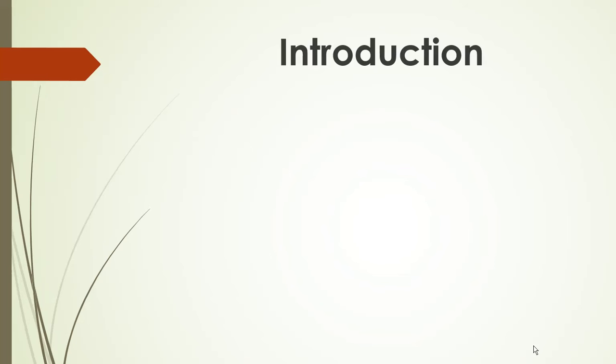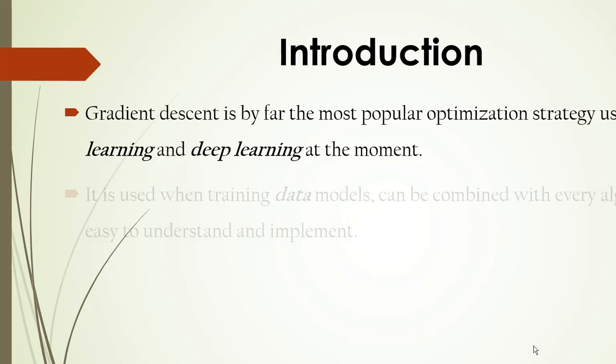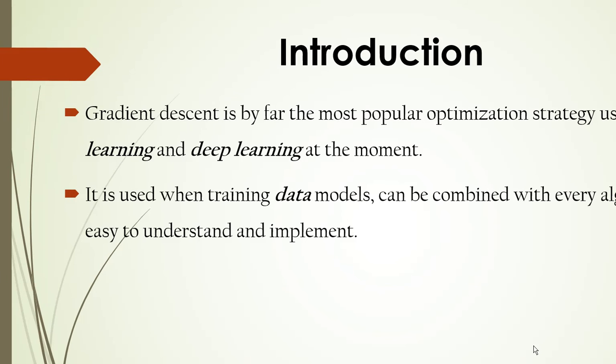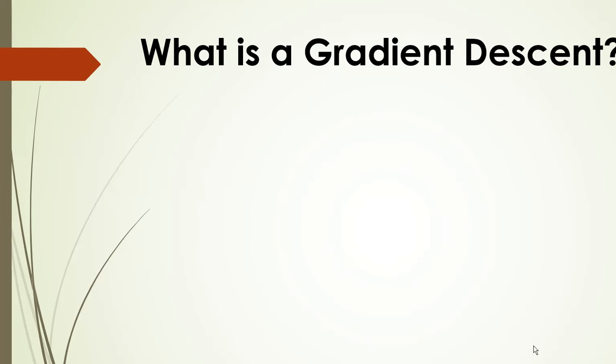So, coming towards the introduction, what is gradient descent? Gradient descent is by far the most popular optimization strategy used in machine learning and deep learning nowadays. It is basically used when training data models, can be combined with every algorithm, and is easy to understand and implement. So everyone who is working with machine learning should understand this concept. We will walk through how gradient descent works, what types of it are used today, and its overall advantages and trade-offs.